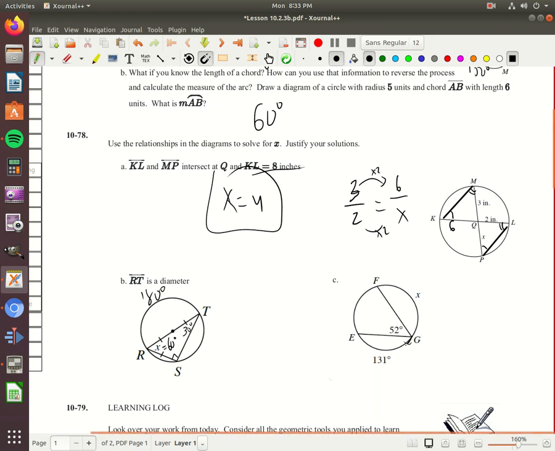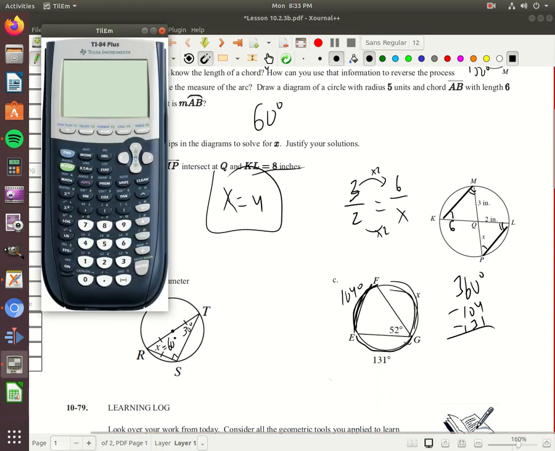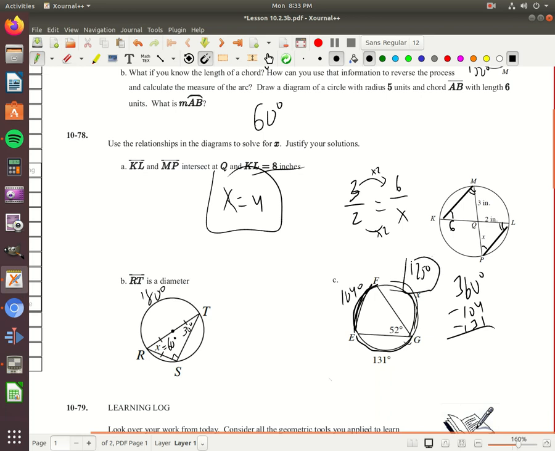All right, so here we know that this is 131. Here we know that this must be 104, right? The intercepted arc is double the inscribed angle. Well, it's 360. The only thing that's left is x, so x equals 360 minus 104 minus 131. If I subtract this, go ahead and just use a calculator, 360 minus 104 minus 131 is going to equal 125 degrees. So x is 125 degrees.